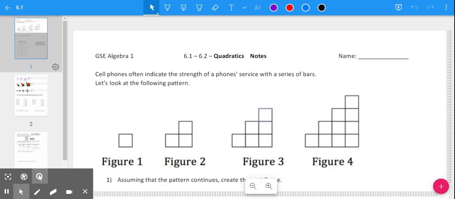Hey guys, this is a walkthrough of the beginning of Unit 6. So this is lesson 6.1-6.2, which we're actually just labeling as 6.1.